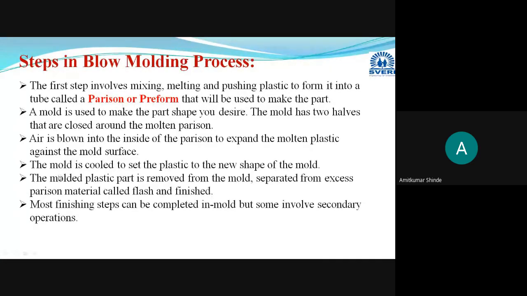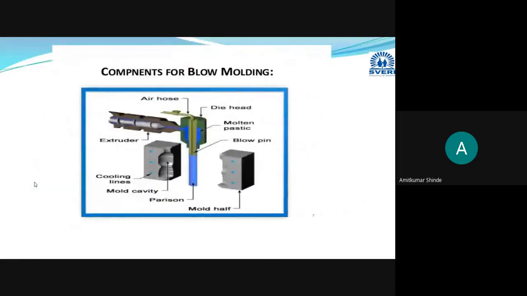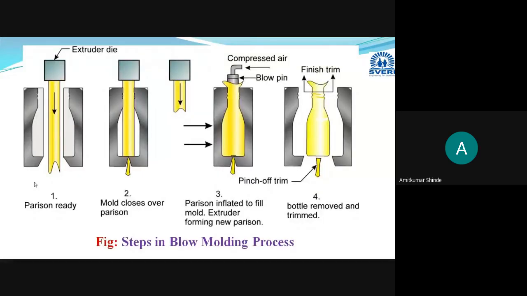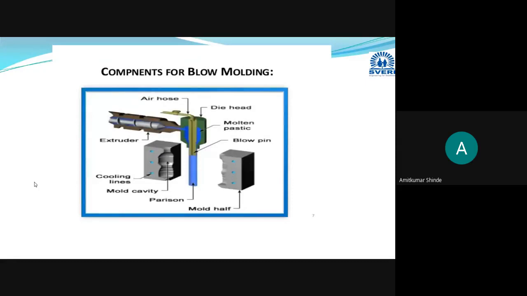And in the fourth stage, we are going to remove that mold cavity and take the product out from it, and some finishing operation will be performed. So these are the steps involved in blow molding. Now with the help of this diagram I will explain those stages. Before that I will go towards the basic components.